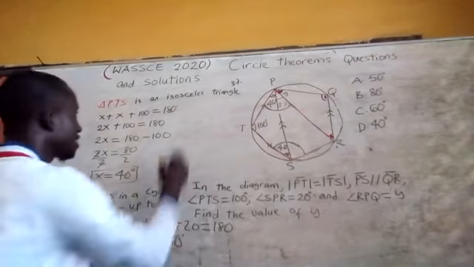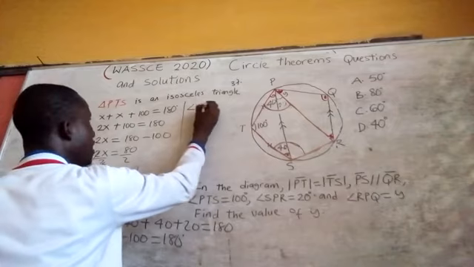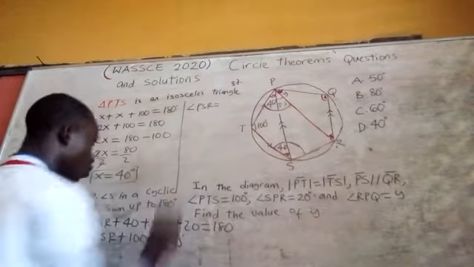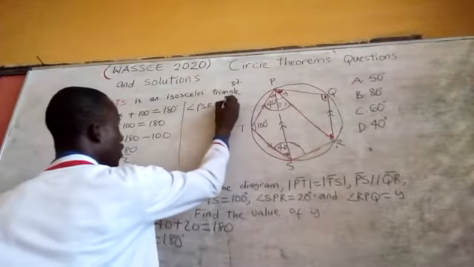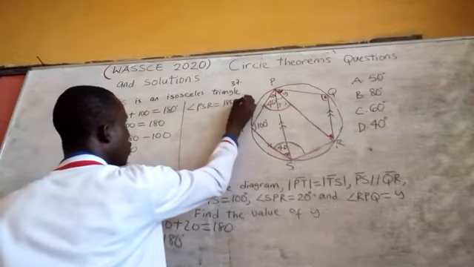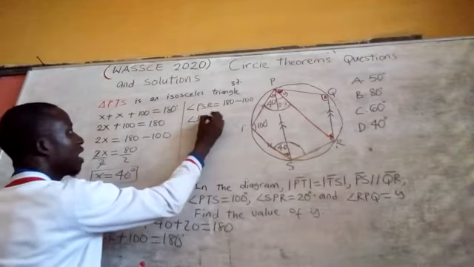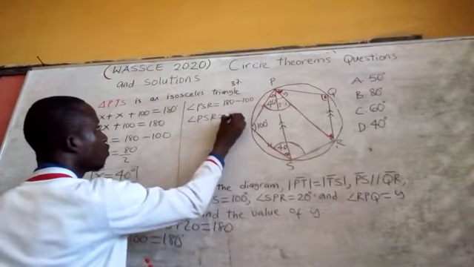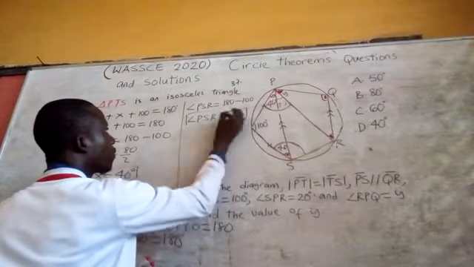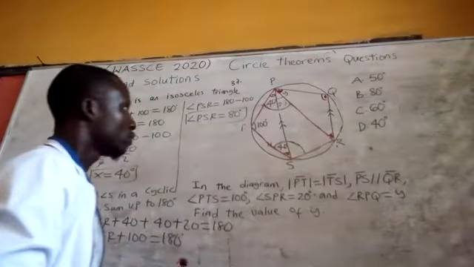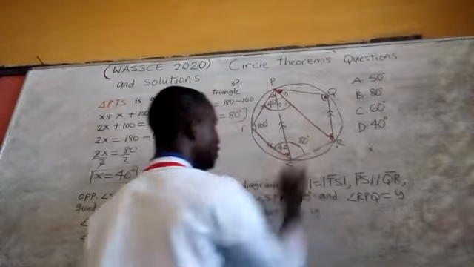So we can see that angle PSR is equal to, we send 100 across, changing from negative to positive, 180 minus 100. So angle PSR is equal to 80 degrees. So the angle is now 80 degrees.